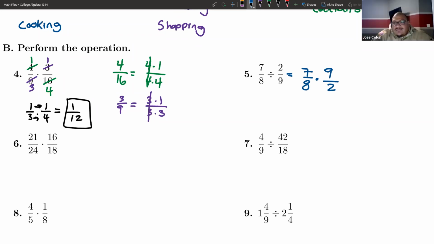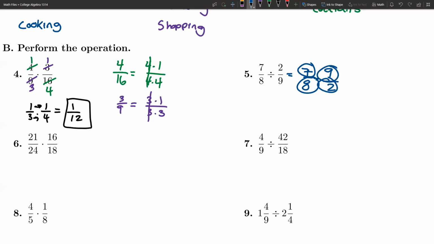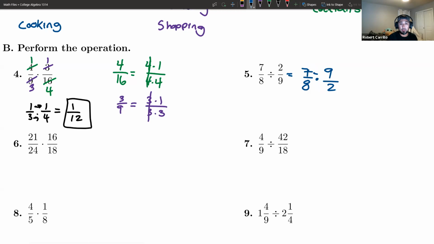So it's multiply by the reciprocal. The dot flip method, is that? Exactly. And then, so we reciprocate, we flip the fraction on the right, and then we multiply straight across. We do want to look to see if we can cross cancel, but 7 and 2, nothing in common. 8 and 9, no factors in common. So this means that we are just going to multiply straight across. And we're going to get 63 over 16.